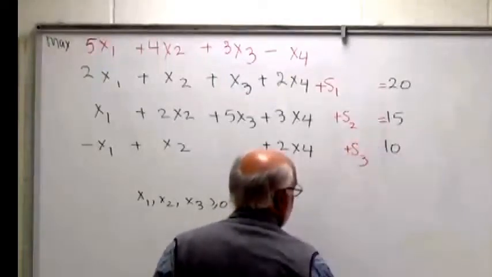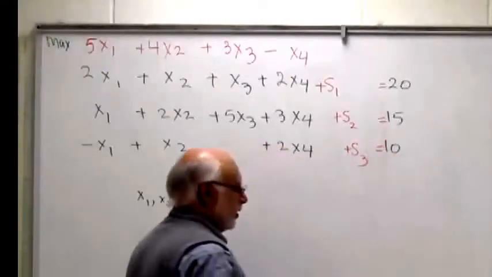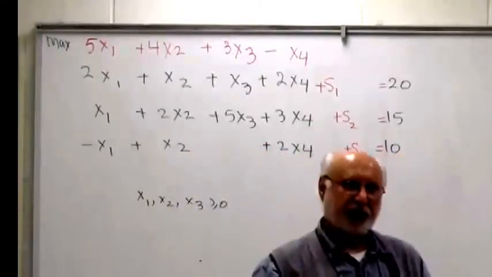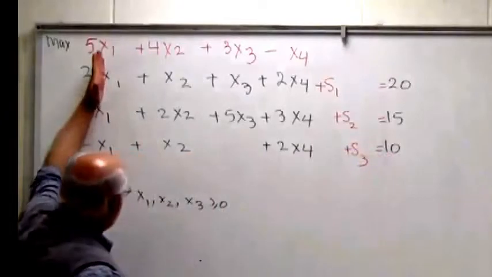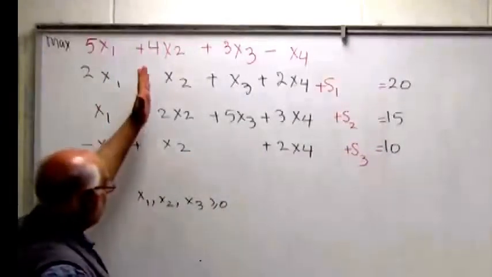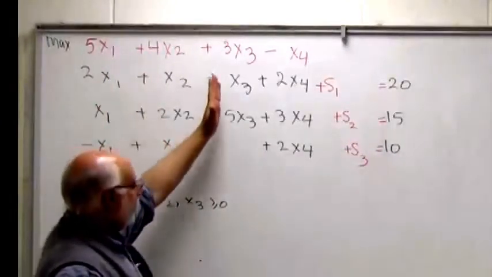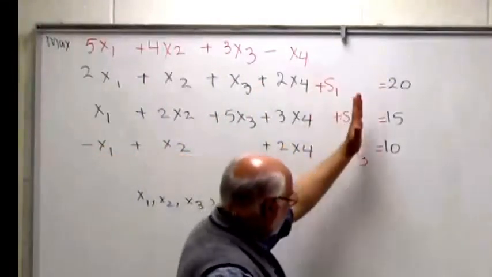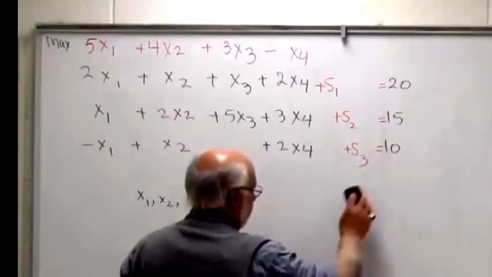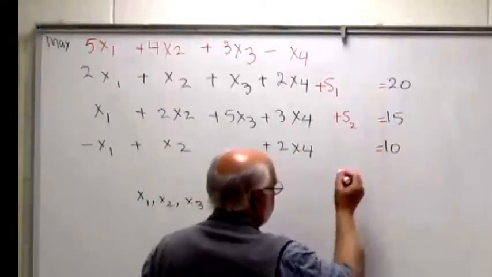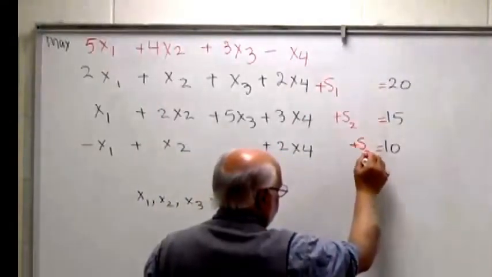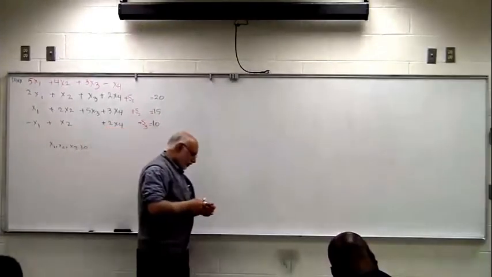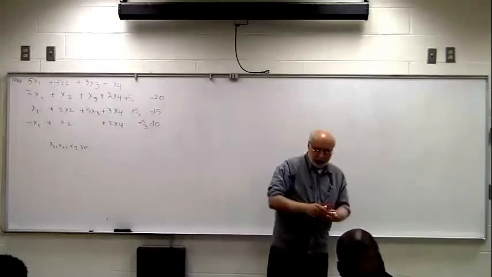Notice one of the things that I always do, and it's a very good practice, is to write them underneath each other. I wrote my x1's underneath each other, my x2 underneath each other, my x3 underneath, x4, and S1, S2, and S3. I wrote them in different places such that they are clearly shown to be on a specific color. Now, I have done that.